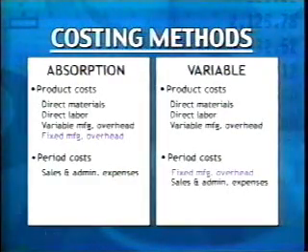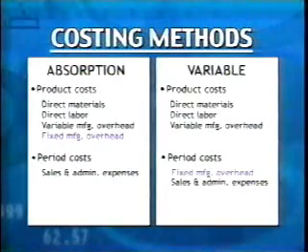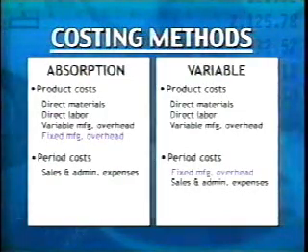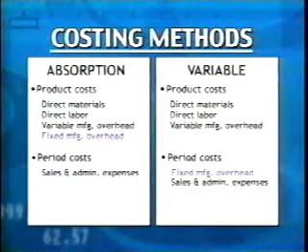Variable costing dovetails with contribution margin income statements and draws upon cost behavior. In variable costing, you only assign to products the variable costs of manufacturing them. Again, this is a manufacturing concept. So you do not assign to products the fixed cost of manufacturing them. Why would you do this?